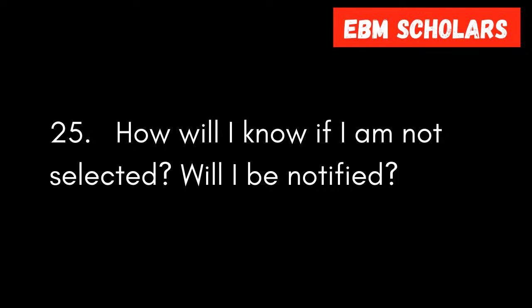Number 25. How will I know if I'm not selected? Will I be notified? The Department of State doesn't notify anyone whether you have won or not. It is your responsibility to go and check the diversity visa lottery results on the lottery website, www.dvprogram.state.gov. You will either be selected or not selected. If it says your entry has been selected, that means you have won. If it says your entry has not been selected, it means you haven't won.